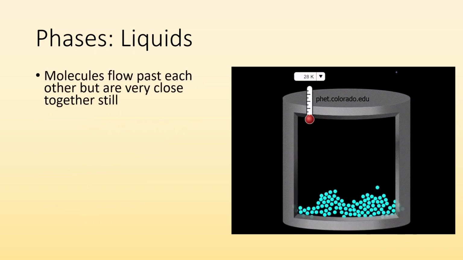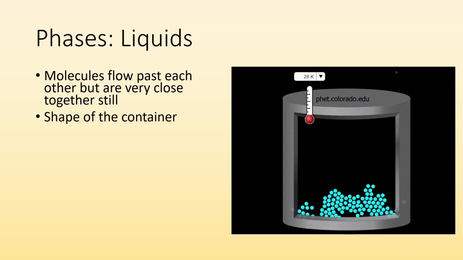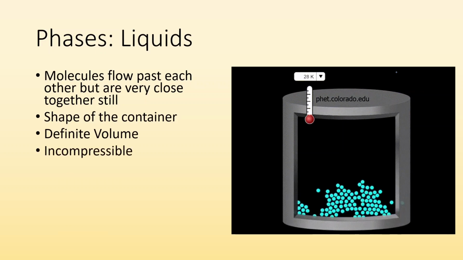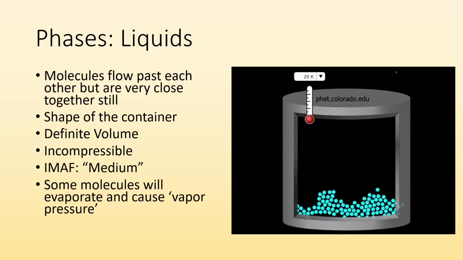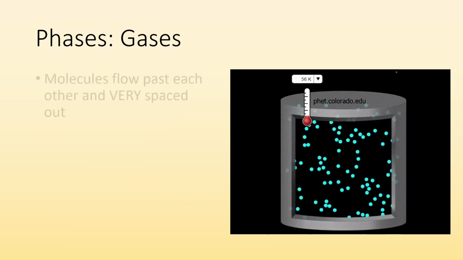Liquids, molecules can flow past each other, but are still very close to each other. They take the shape of the container, they have a definite volume, they're incompressible, and the attractive force strength would be considered medium. Some molecules will evaporate and cause a vapor pressure, and we'll talk about that more in another video. But then we've got gases.